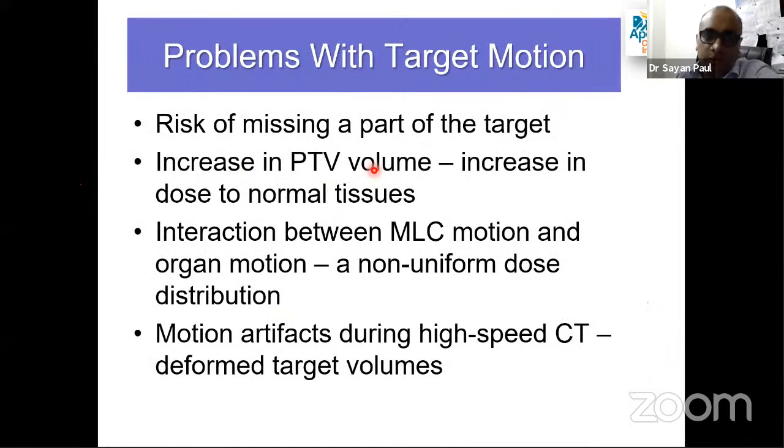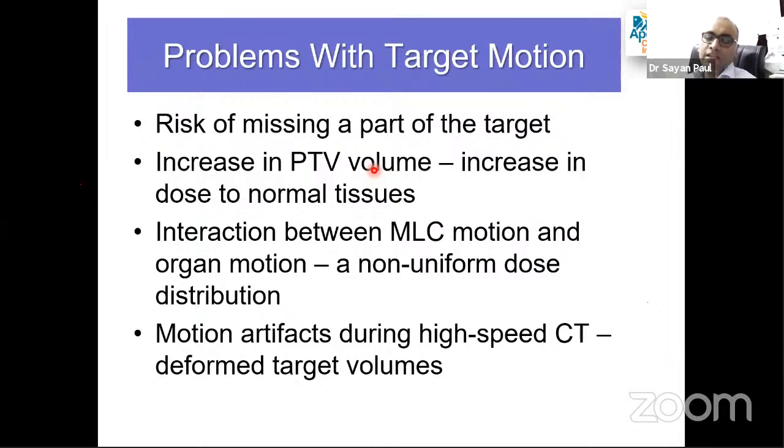So what is the problem with the target motion? First one is you can miss the target. So if you don't want to miss the target, you need to increase the PTV volume, which increases the dose to the normal tissues. There can also be interaction between the MLC motion and the organ motion, which can give you a non-uniform dose distribution, because nowadays we generate fluence by MLC motion. That is IMRT, which mostly we are practicing.